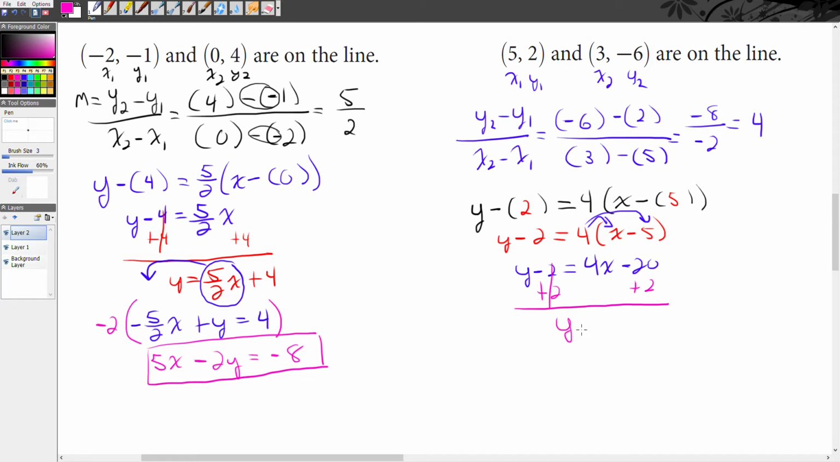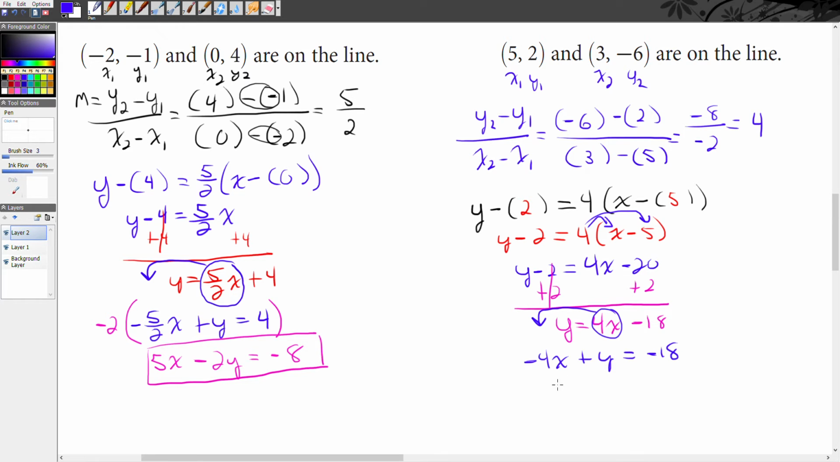And we get the equation in slope-intercept form, y equals 4x minus 18. Again, we want to convert this to standard form, so we need to move 4x from the right to the left. It's positive, so it's going to change now to negative. This becomes negative 4x plus y equals negative 18.